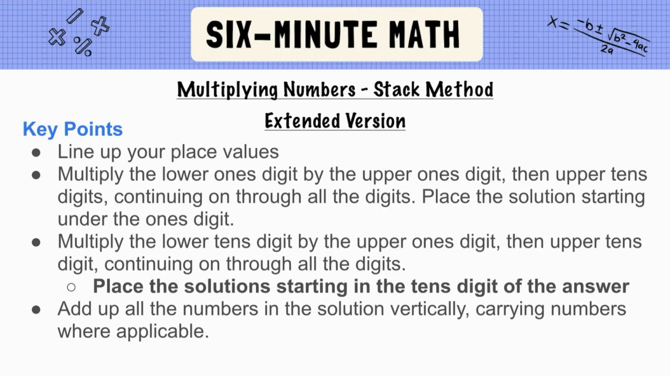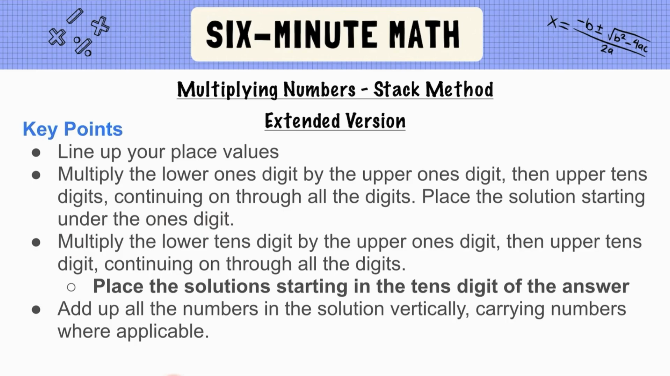Thank you for joining us today. Our key points today are that when we are multiplying numbers using the stack method, the first thing we're going to do is line up our place values between the two numbers. We are then going to multiply the lower ones digit by the upper ones digit, then the upper tens digit, and we're going to continue through. We're going to place the solution starting under the ones digit.